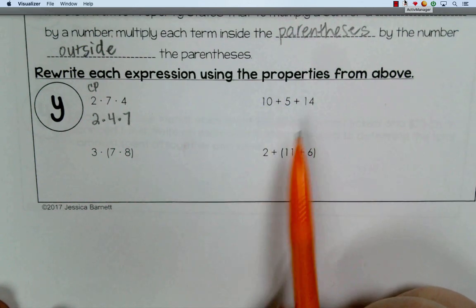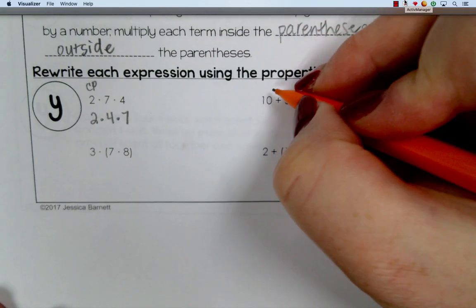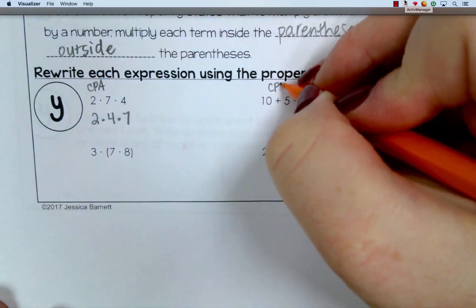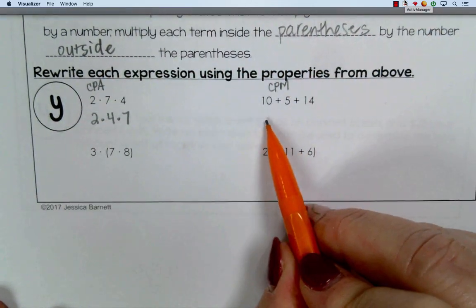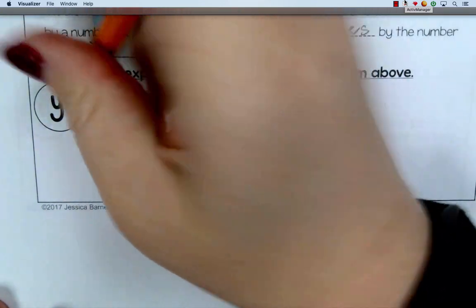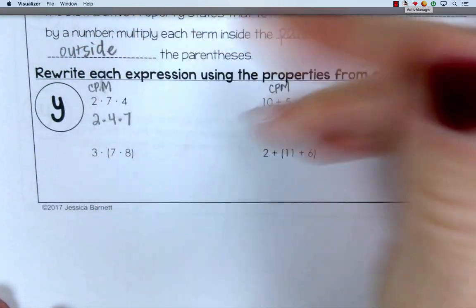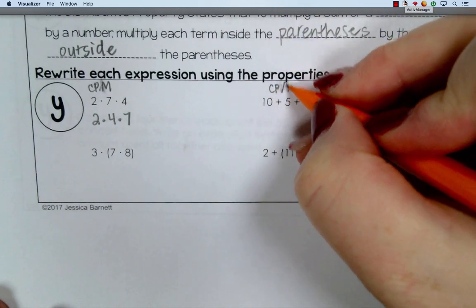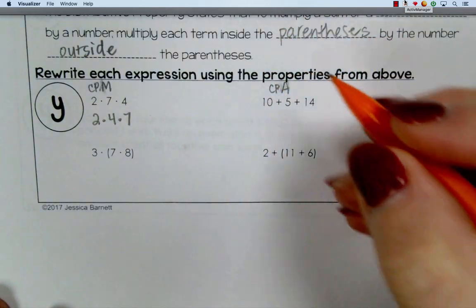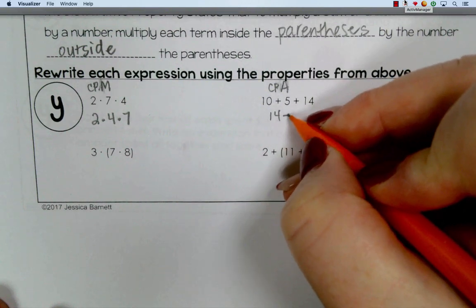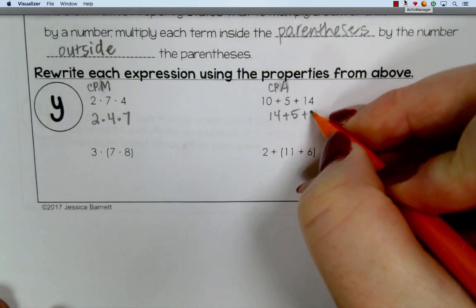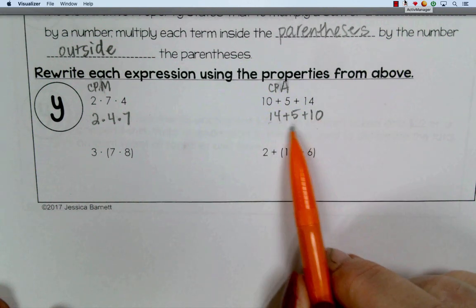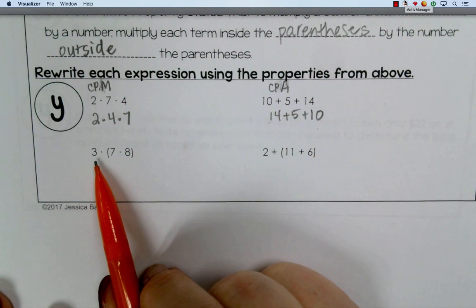This one right here, I'm also going to call the commutative property. This one is of addition, and the other is multiplication. This one's addition, so 10 plus 5 plus 14. I'm going to say 14 plus 5 plus 10. It doesn't matter what order I put my digits in, it's all going to be the same sum.